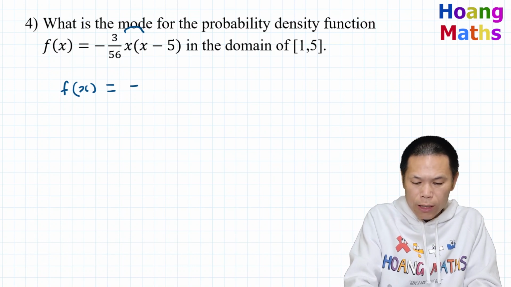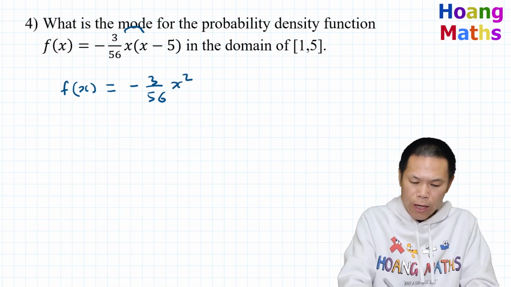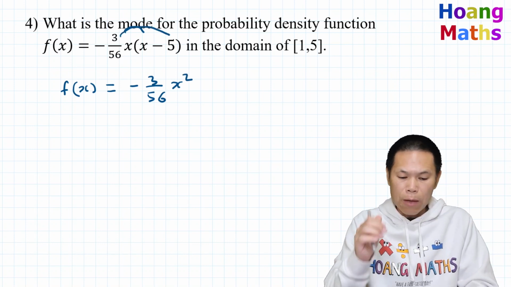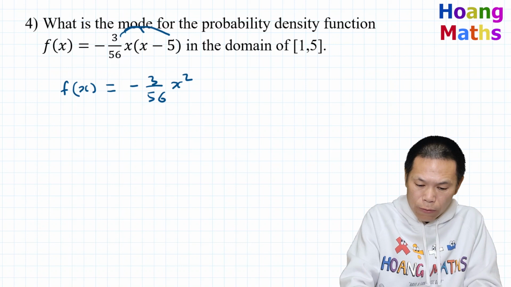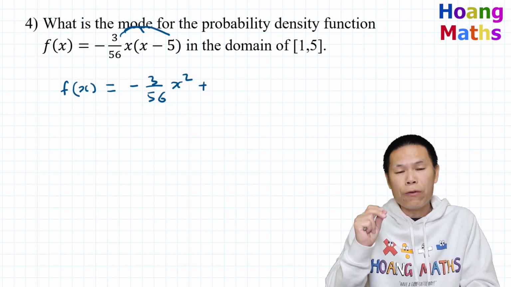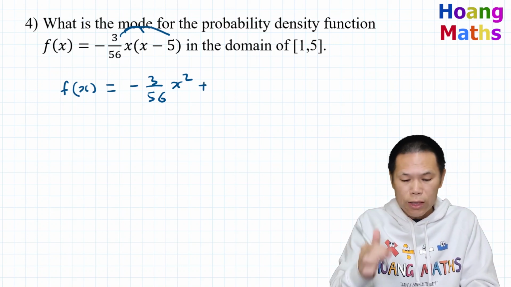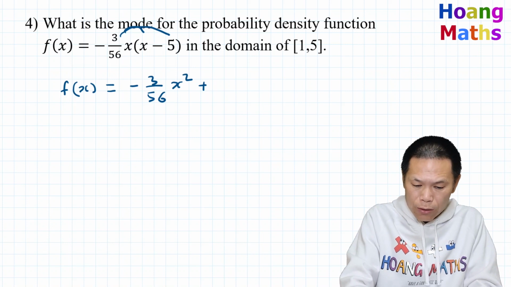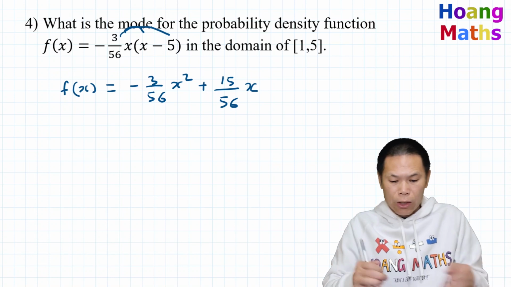So that gives me negative 3 over 56 x squared. And I expand this one, so negative times negative gives you a positive. And 3 over 56 times 5, 3 times 5 is 15, so 15 over 56x. So there you go.